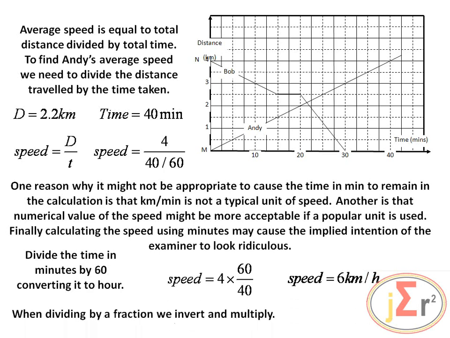When dividing by a fraction, we invert and multiply. So we are going to invert that. Instead of 40 over 60, now we have 60 over 40. So we have inverted and we are multiplying. Turns out that the speed is equal to 6 kilometers per hour.